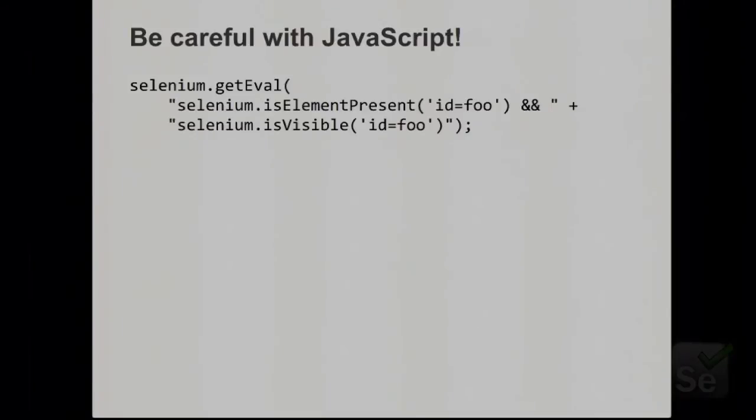Problem is, WebDriver doesn't have a Selenium core. There's no JavaScript API there, so we have to emulate it. We have to intercept these get eval calls and transform your script. So this is a really simple example here. Selenium is element present, is element visible. So what does this look like after we've transformed it with the atoms to work with WebDriver?